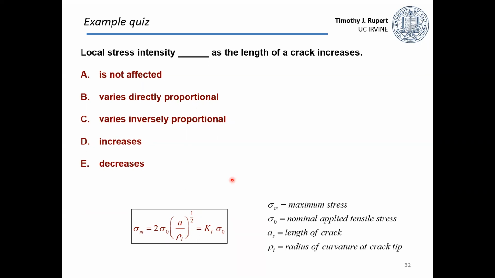We'll ask a similar question. So the local stress intensity does what as the length of the crack increases? Similarly, we can look at the same equation. As this value increases, now that stress intensity increases as well.